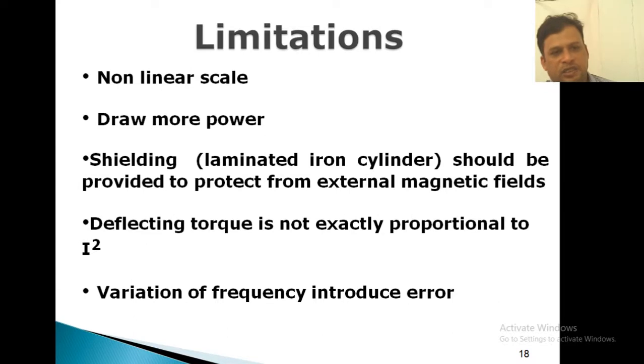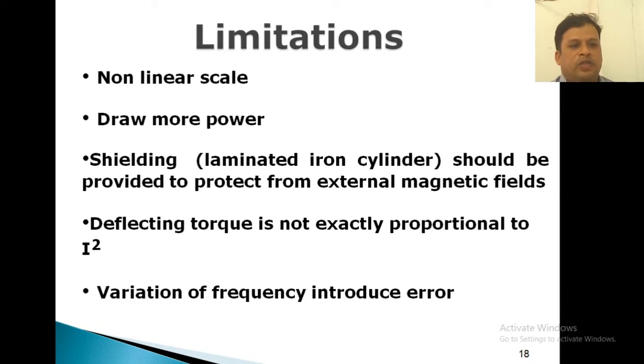Coming to the limitations, it is a non-linear scale. All MI instruments have a non-linear scale, and they draw more power. Non-linear scale means they are not calibrated uniformly like 0, 1, 2, 3, 4. The first two readings are not uniform, and after that they are uniformly calibrated. I will show the diagram for you.